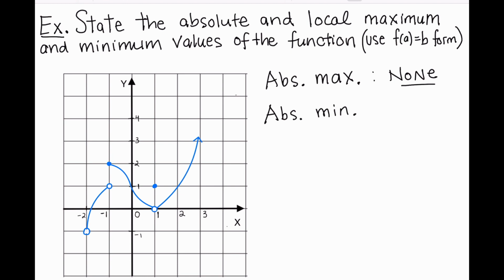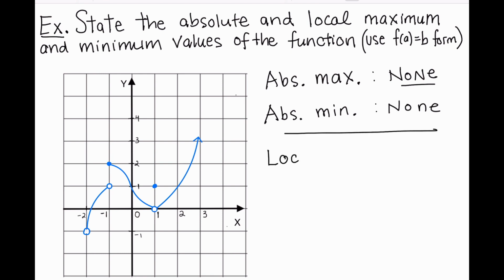So let's look for the absolute minimum value of the function. Similarly, when I look for the absolute minimum, I'm looking for the lowest point, which looks like it's this point. The issue I have, though, is this is an open circle. And what that tells me is that f of -2 is not defined. So as we approach -2 from the right, my function f of x is approaching -1, but it never actually achieves -1. So in this case, we would also have to say that as far as absolute mins are concerned, there are none.